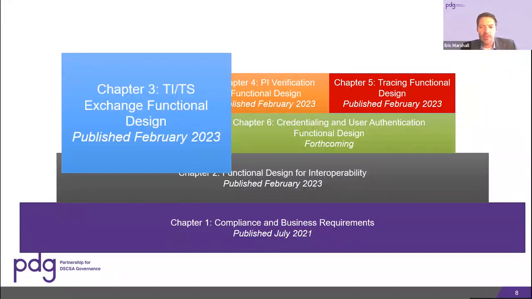As I mentioned, today we'll really be focused on that third chapter, which is about the interoperable exchange of TI and TS. Just to provide a little more context for folks who aren't as close to the DSCSA, the Drug Supply Chain Security Act requires that every time there is a transaction of a product covered by the statute, and a change of ownership, the selling party provide TI, transaction information, and TS, a transaction statement, to the purchaser of that product. The purchaser then must capture and maintain that information, both parties holding it and storing it for 6 years.